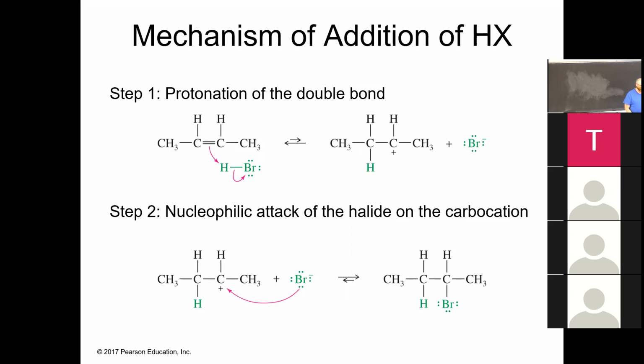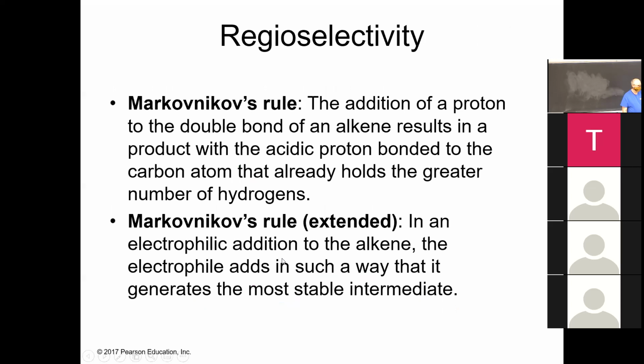So here is addition of a hydrogen halide, HCl, HBr, or HI. First step is the double bond picks up a proton. The proton is the electron deficient part. That gives us a carbocation, and then the halide ion, bromide in this case, attacks the positively charged carbon, forms a new covalent bond.